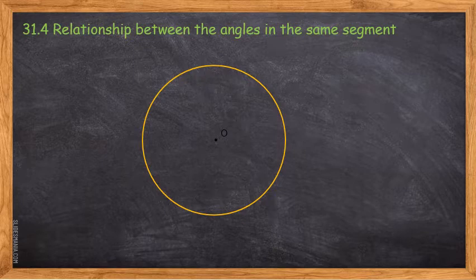Considering a circle with center O, if you have 2 points on the circle, when you join these 2 points, you get a chord. Right?